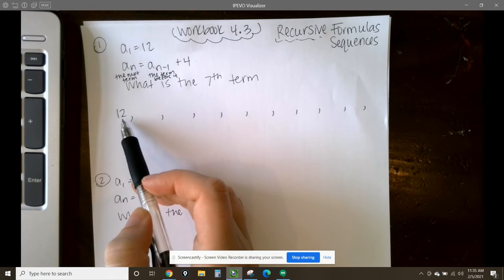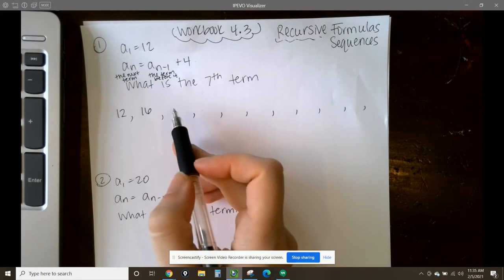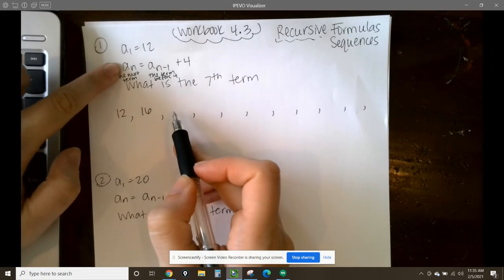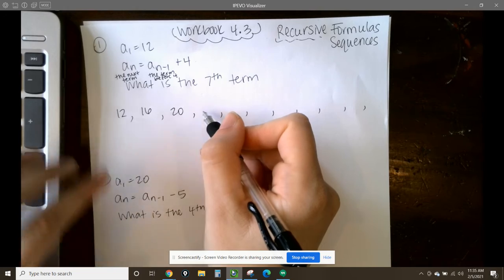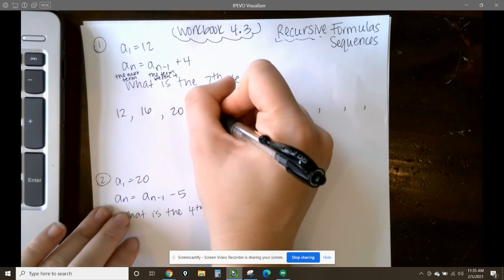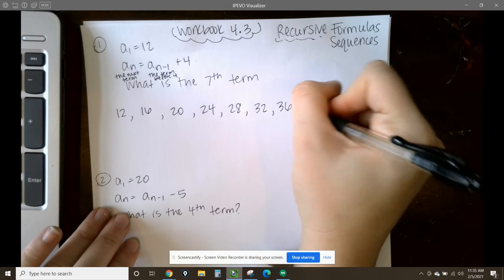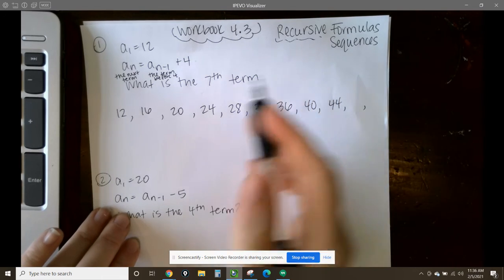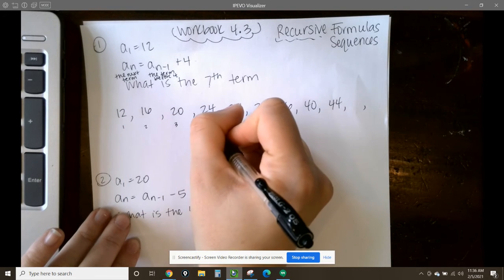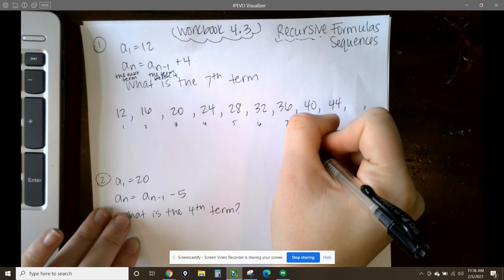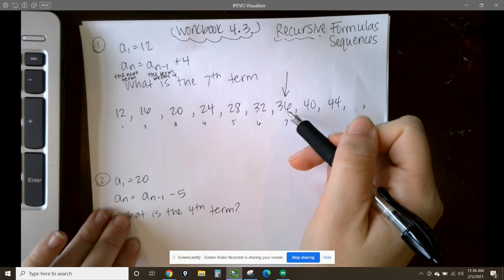So we're going to take the term before it, 12, and add 4. So that's 16. To get the next term, I'm going to take the term before it and add 4. So it's going to be 20. To get the next term, I'm going to take the term before it and add 4. So 24. And I'm just going to continue here, adding 4 every time. And let's see, we were trying to find the 7th term. So let's see, this is the first term, second term, third term, fourth, fifth, sixth, 7th term right here, ding, ding, ding. That would be the 7th term in the sequence.